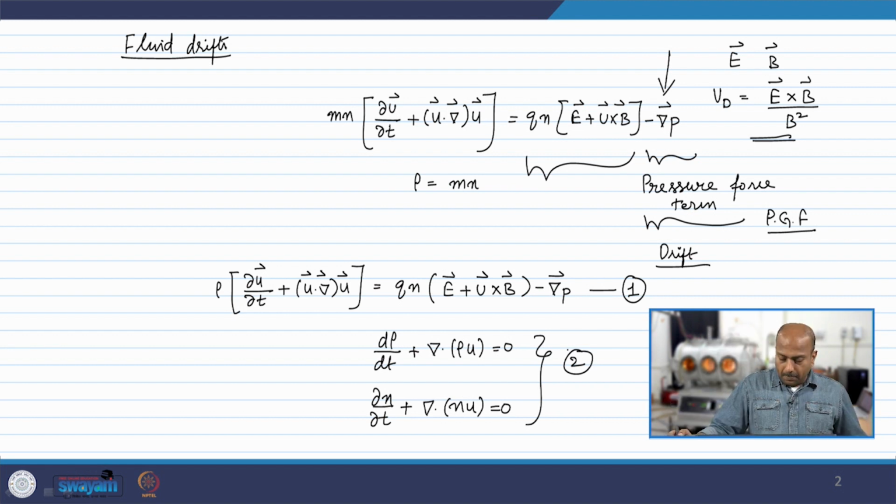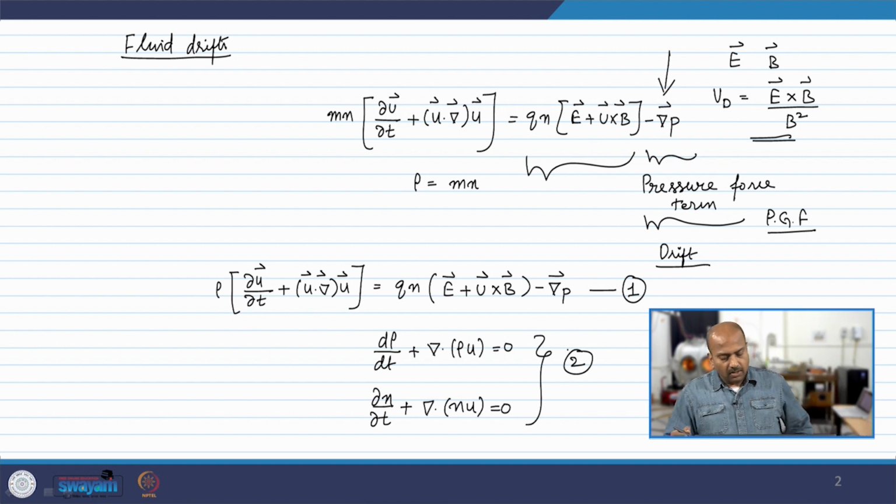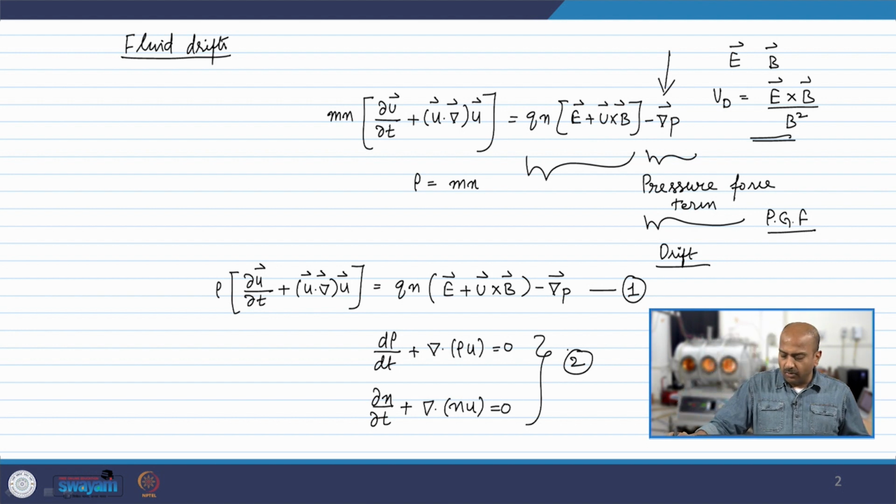We can now consider the plasma as a system of two interpenetrating fluids. What are these two interpenetrating fluids? One is an electron fluid, another an ion fluid. So, in this situation we will discuss drifts in two different ways.